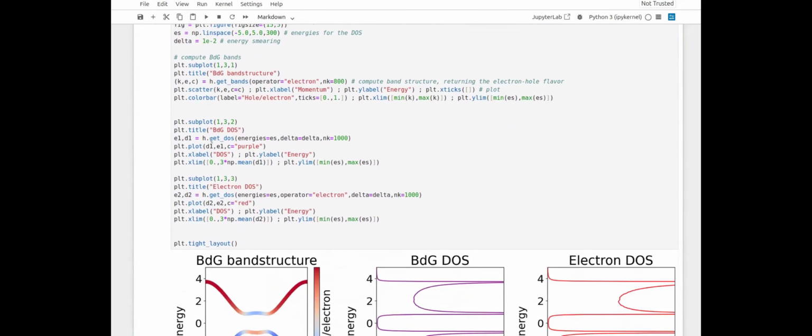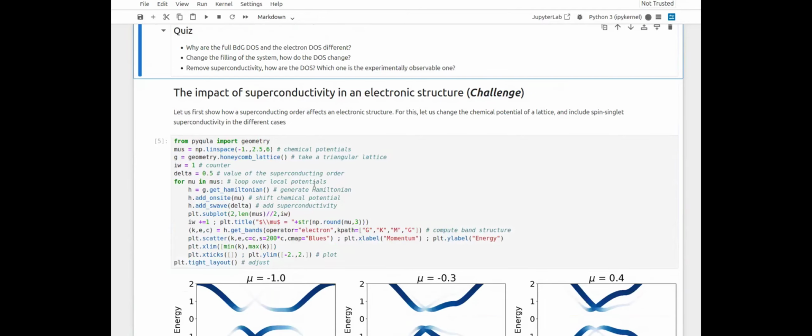And apart from the band structure, we are going to compute the total density of states and the density of states projected onto the electron part. And so let us execute this.